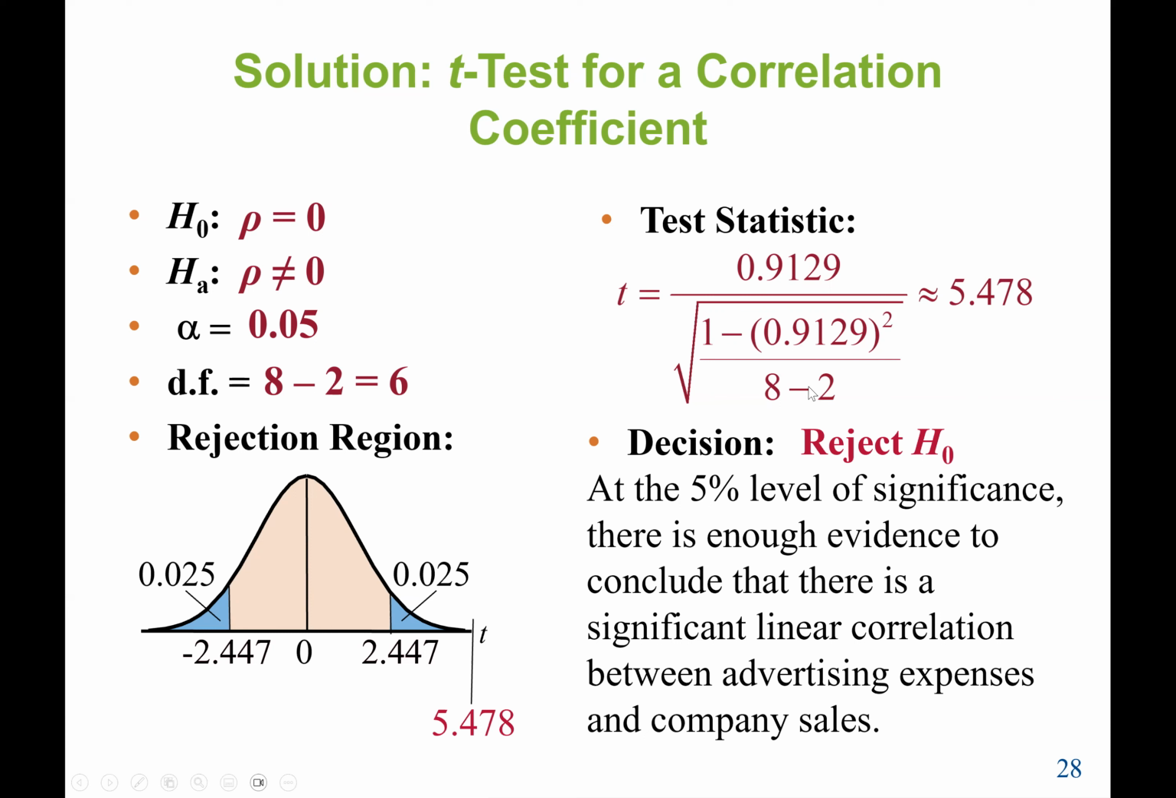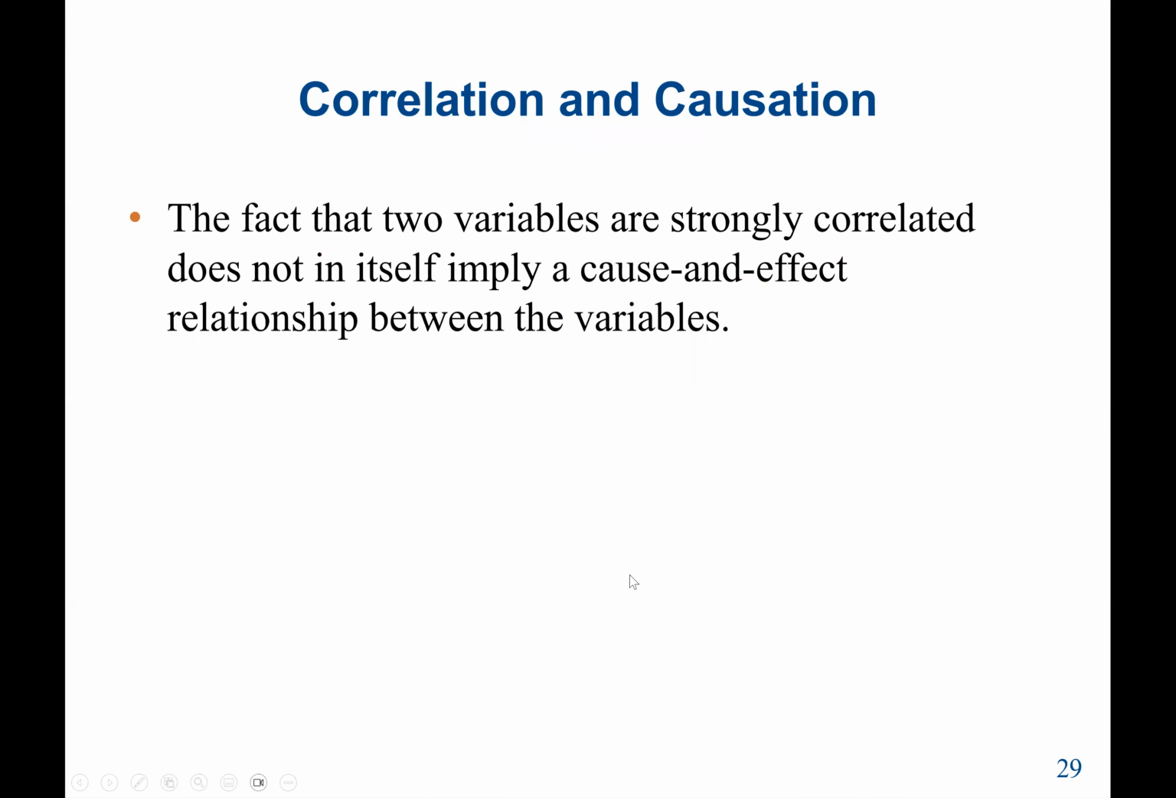So if we reject H0, then at the 5% level of significance, our alpha is 0.05, there's enough evidence to conclude that there's a significant linear correlation between the two variables, which are advertising expenses and company sales.